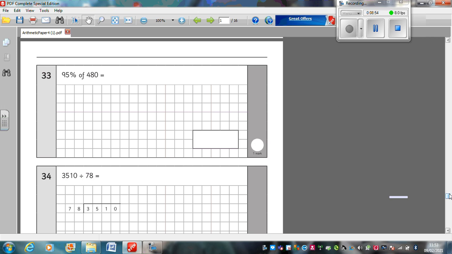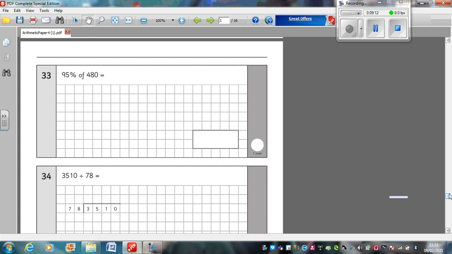Question 33. 95% of 480. I wonder if you can remember how we did this in your maths last week. If you could work out what 5% of 480 was, you could just take that away from 480, couldn't you?